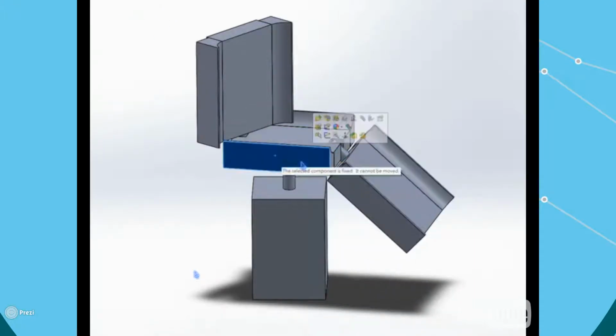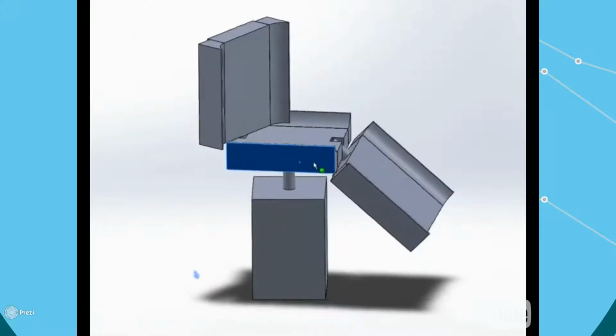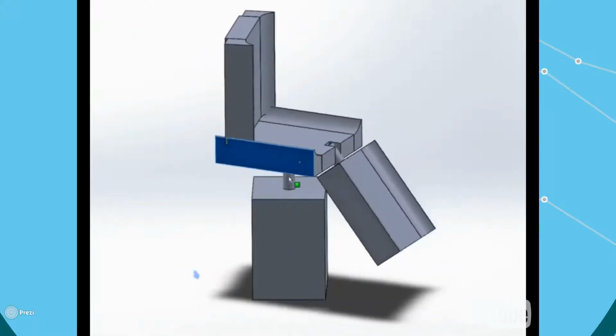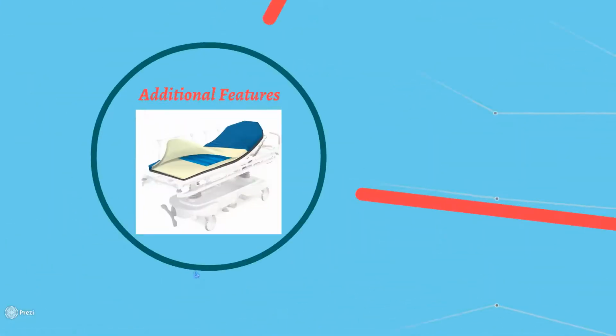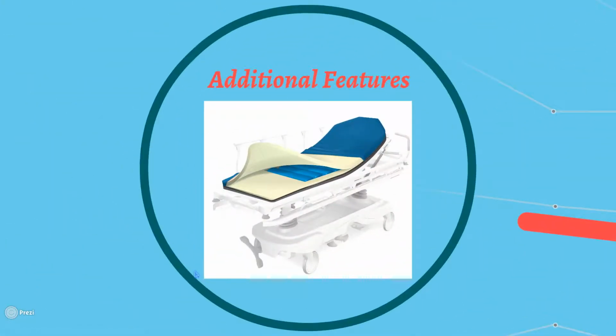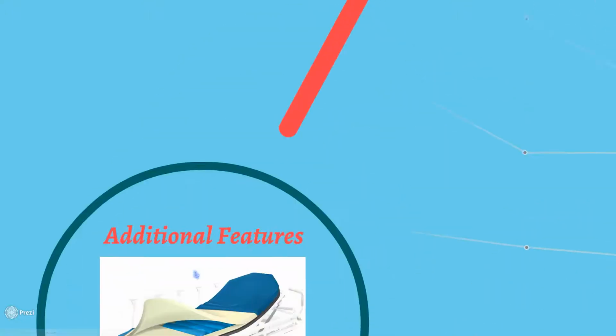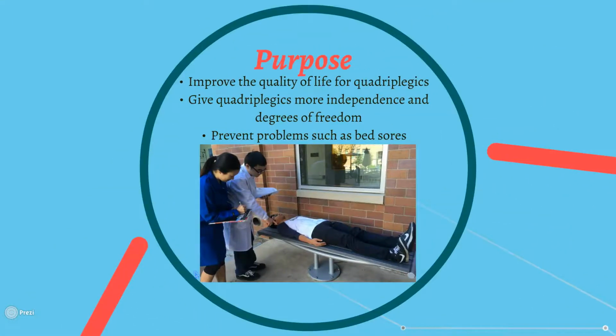Features not shown would be the medical-grade mattresses, side rails for additional safety, and the computer interface itself to allow the user to interact with the device. The following is what the device would look like with the mattress and the safety rails included. The purpose of the device is to improve the quality of life for quadriplegics by giving them more degrees of freedom and independence. Also, it will prevent injuries such as bed sores with its flexibility.